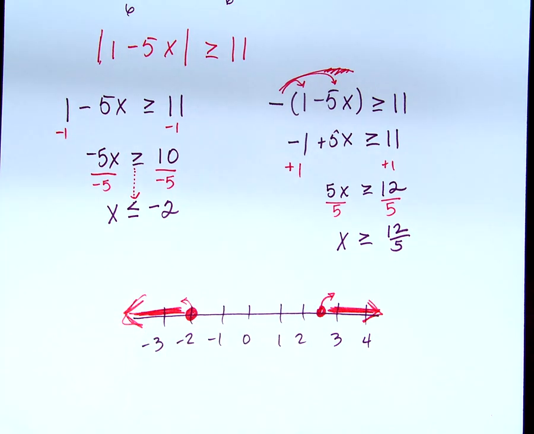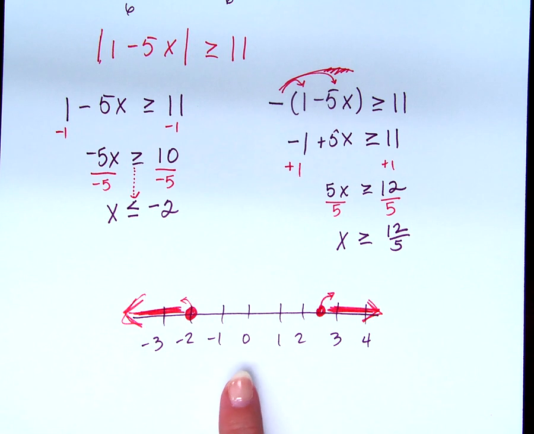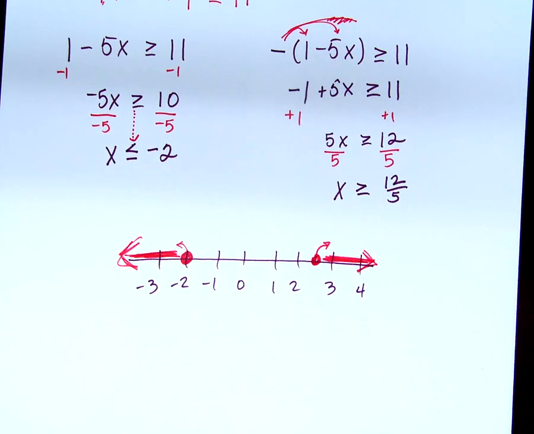Okay? Now, if the other one was an and statement, which one is this? Do you know? Or. It's definitely an or statement. Because, Caden, can you tell me a number that is less than -2 and greater than 12/5? Nope. There's not one, is there?